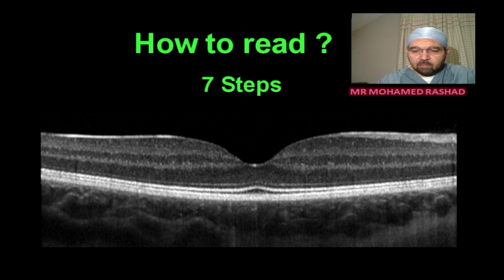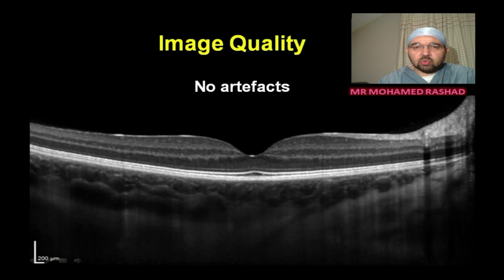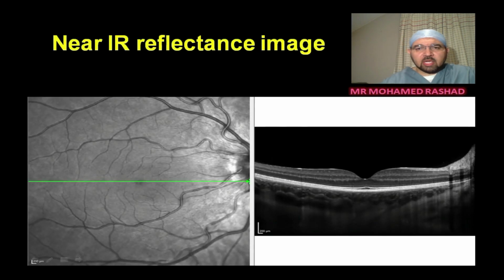So we have to start with the image quality, and for the image quality you have to exclude any artifacts. So you have to check where this scan is taken from, using the near infrared reflectance image in some machines, to determine the location of this scan. And you see here the papillomacular bundle. So the nerve fiber layer nasally near the optic disc is thick, which is a normal finding.